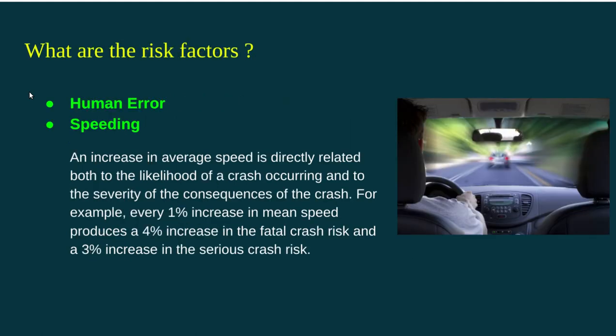Let us look at what are the risk factors. One straightforward factor is human error. The second factor is speeding. An increase in average speed is directly related both to the likelihood of a car crash occurring and to the severity of the consequences of the crash. This concept is intuitive. For example, every 1% increase in mean speed produces a 4% increase in the fatal crash risk and a 3% increase in the serious crash risk.